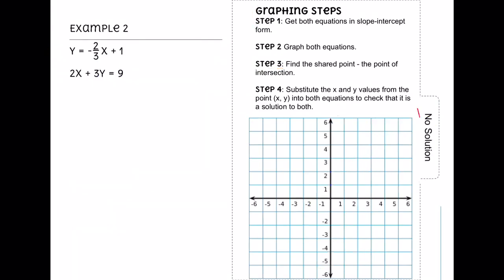Judging by the tab, I am thinking that we're going to come up with no solution on this one. So let's look at the steps again. Step 1, get both equations in slope-intercept form. Equation 1 is already in slope-intercept form. Equation 2 needs some help. So let's help it out.